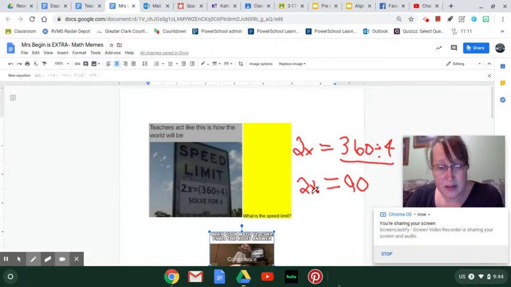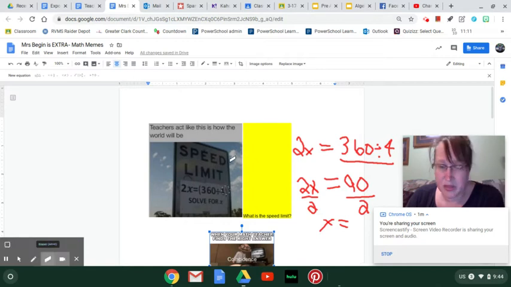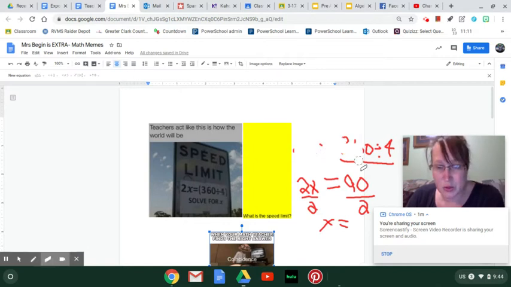Equals 2x. The inverse of this would be division, so you're going to divide both sides by 2. Your answer will be, I don't know, I'm not going to finish it for you. You have to figure it out and type the speed limit. Once you are finished with that one, you're going to scroll down.